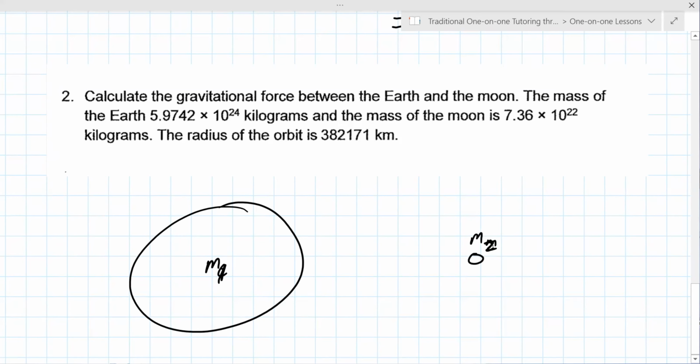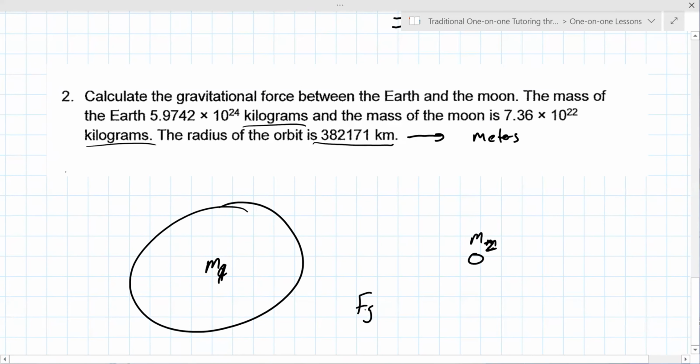Again, this is nice. They give you that in kilograms, they give you that in kilograms, but this is in kilometers and it needs to be converted to meters. Okay, so we got our force of gravity equals G, M1, M2 over R squared or D squared. Do we know M1? Yes, there's M1. M2, got it. And then the distance is here, but we got to convert it to meters.